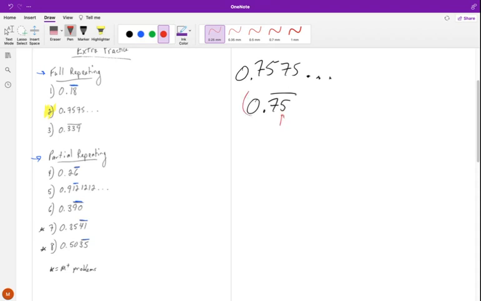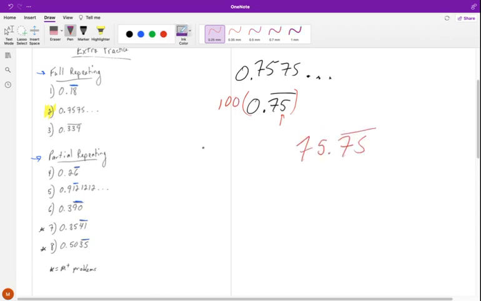This repeating pattern ends at the 100, so I will multiply by 100. So I get 75.75 repeating. And that means I had 100 of them after multiplying by 100. Then I need to subtract my decimals out. So since it's full repeating, I don't need to worry about any kind of manipulation here. I can go ahead and just subtract the original decimal because the decimals are lined up. And that's subtracting one of them.